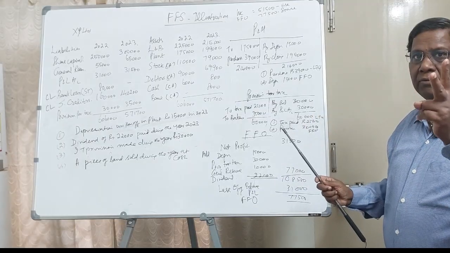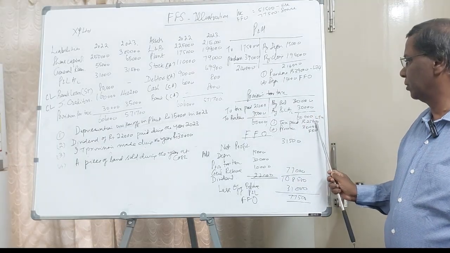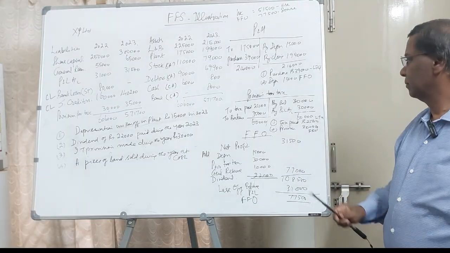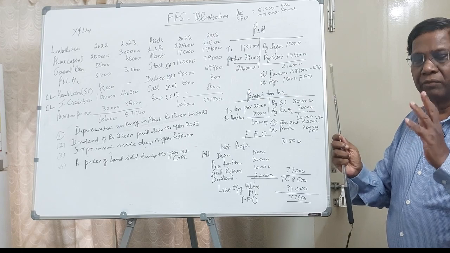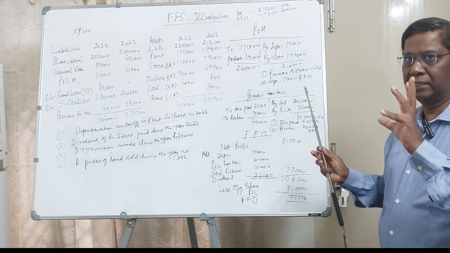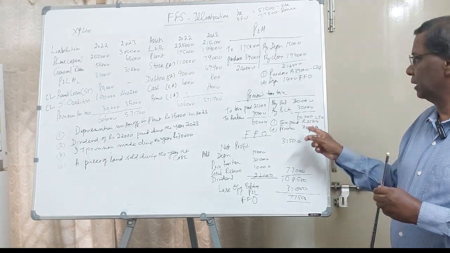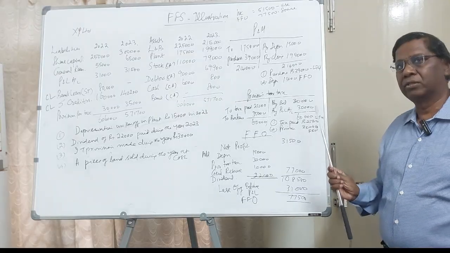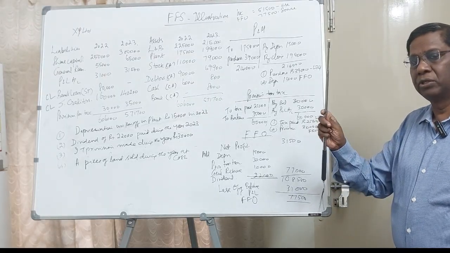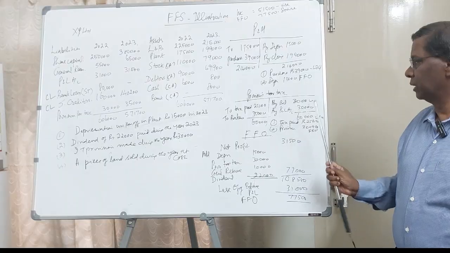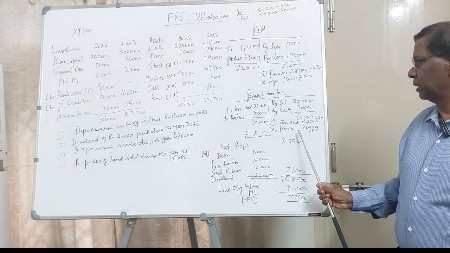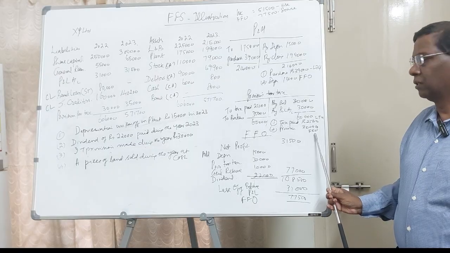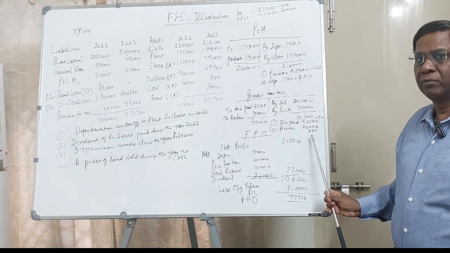So two things are involved. One is the tax paid of 25,000, a long-term use. We will show it as a use, just remember this. Then the fresh provision made of 30,000 will appear in the funds from operations.